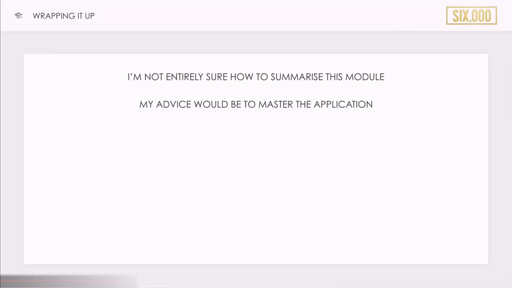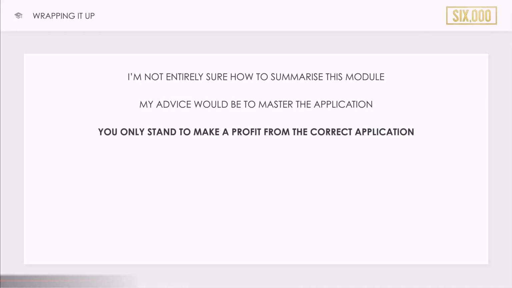My advice would be to master the application. You only stand to make a profit from the correct application. Now, the better we understand the methodology we're using, the better we can apply it. But when it comes down to it, you only make profit from the correct application. It's like saying knowledge isn't power until it's applied. And that's pretty much what I'm saying here.